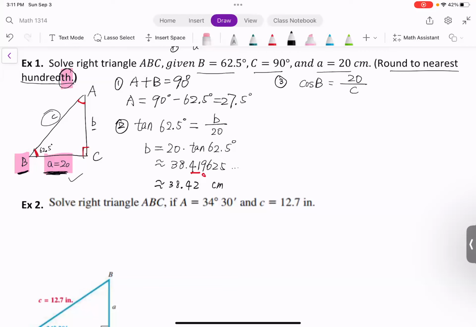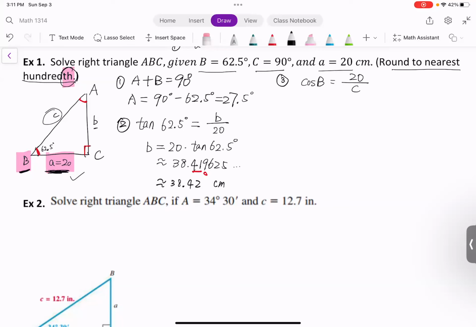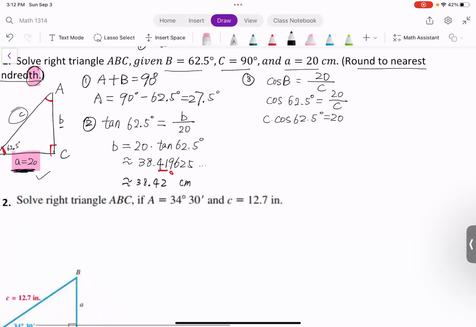I can multiply by c both sides and then divide by cosine B. So I know that cosine of angle B, 62.5 degrees, equals 20 over c. Multiply by c both sides: c times cosine 62.5 degrees equals 20. And then we divide it by cosine 62.5 degrees. That's a little bit tedious.